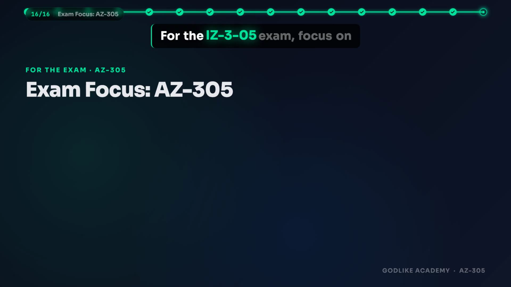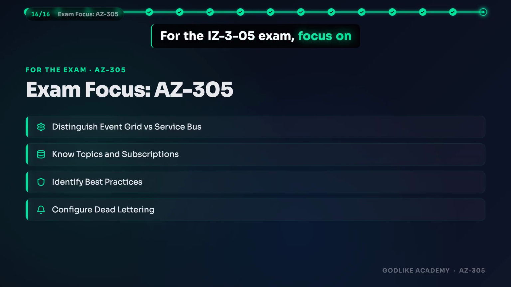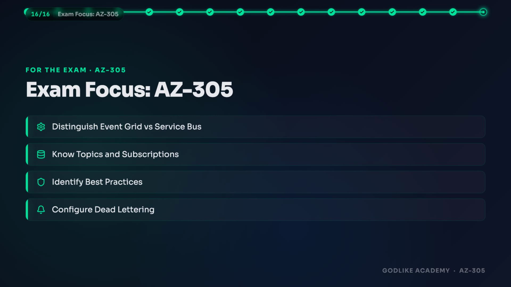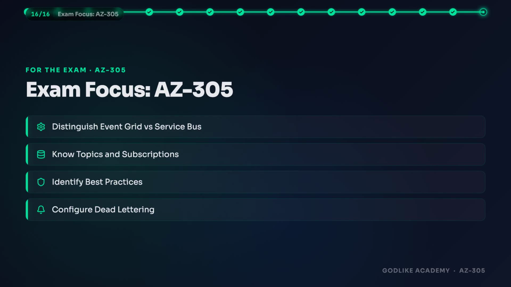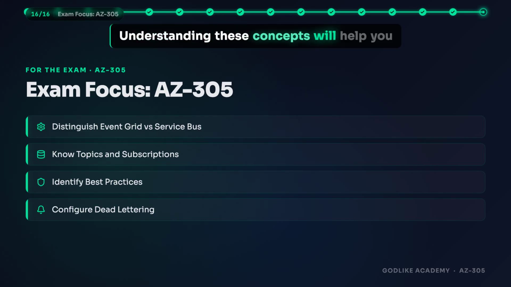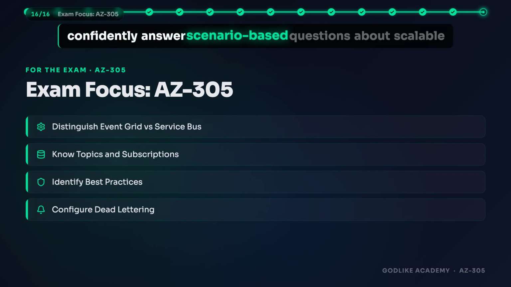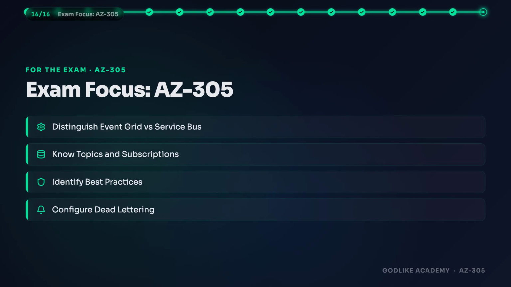For the AZ-305 exam, focus on recognizing when to use Event Grid versus other messaging services. Know the core components like topics and subscriptions, and be prepared to identify best practices, such as using subject filtering and configuring dead letter storage for operational health. Understanding these concepts will help you confidently answer scenario-based questions about scalable cloud architectures.